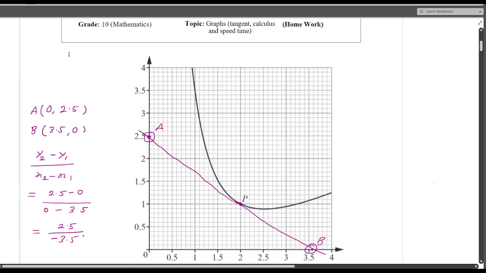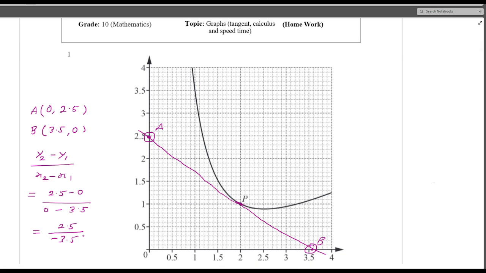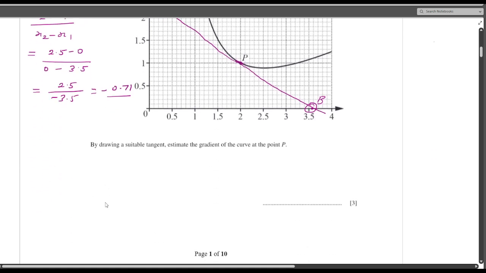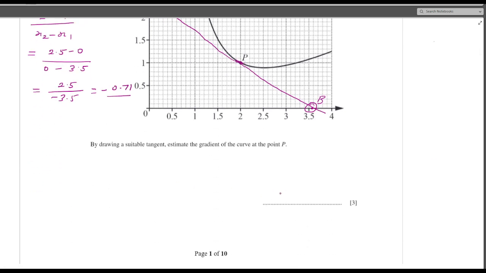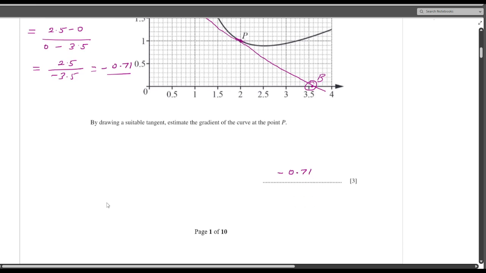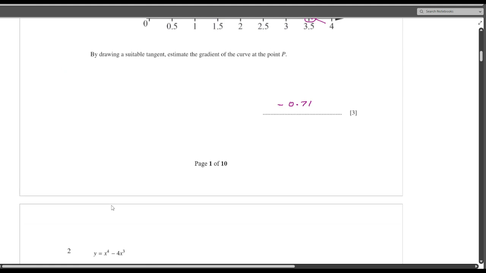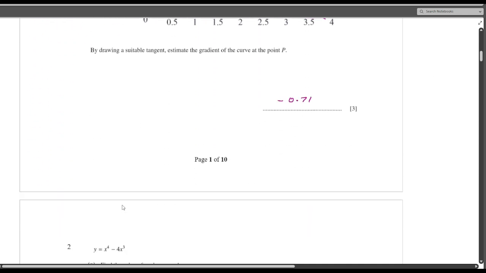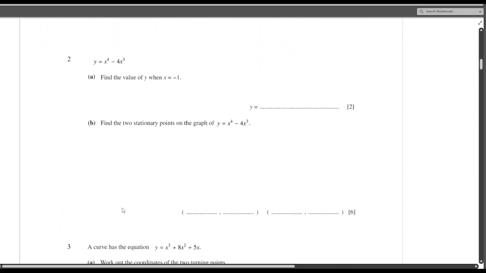Now 2.5 divided by 3.5, if we solve, we will get minus 0.71. So minus 0.71 is going to be your gradient. Now second question. So this first question is clear to everyone. Let us see the second question.